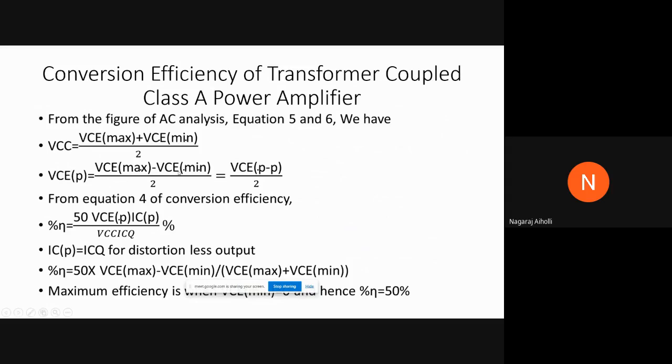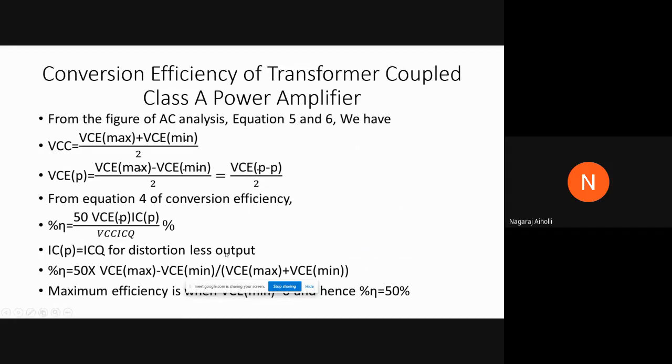Now maximum efficiency is when VCE min is equal to 0. Just now we saw that we get maximum efficiency when VCE min is equal to 0. If I substitute VCE min equal to 0 in this equation for percentage efficiency, then we will get percentage efficiency is equal to 50 into VCE max divided by VCE max, because VCE min is 0 in the numerator and also in the denominator. VCE max and VCE max will get cancelled. So percentage efficiency will be equal to 50%. That means for transformer coupled class A power amplifier, the maximum efficiency is 50%.